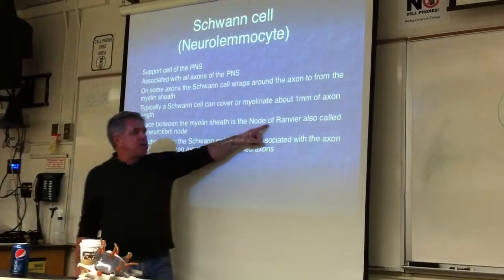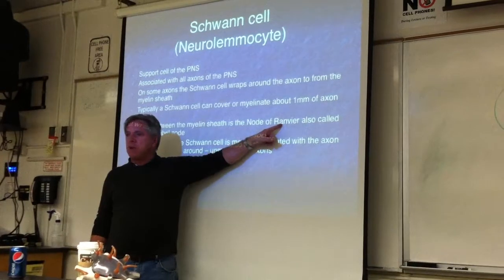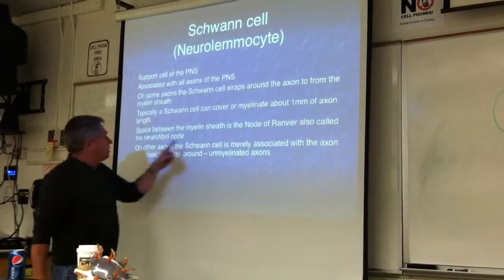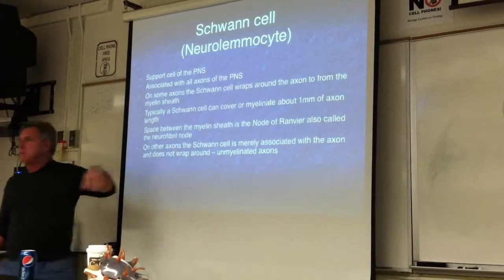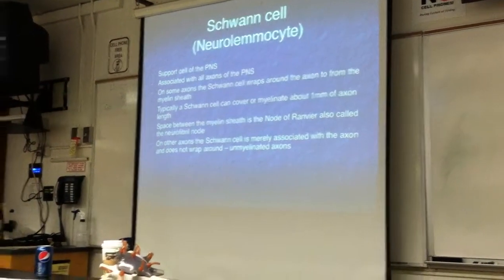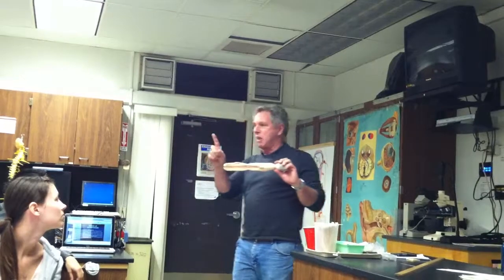And the space between the myelin sheath is called, this is the old name for it, the node of Ranvier, it's the same one I still use. It's also called the neurofibril node. I just wish they'd leave the names in there. So I'm going to call it the node of Ranvier. It's this little gap right here. Now, this is easy for me because I'm going to leave this for my physiology people.